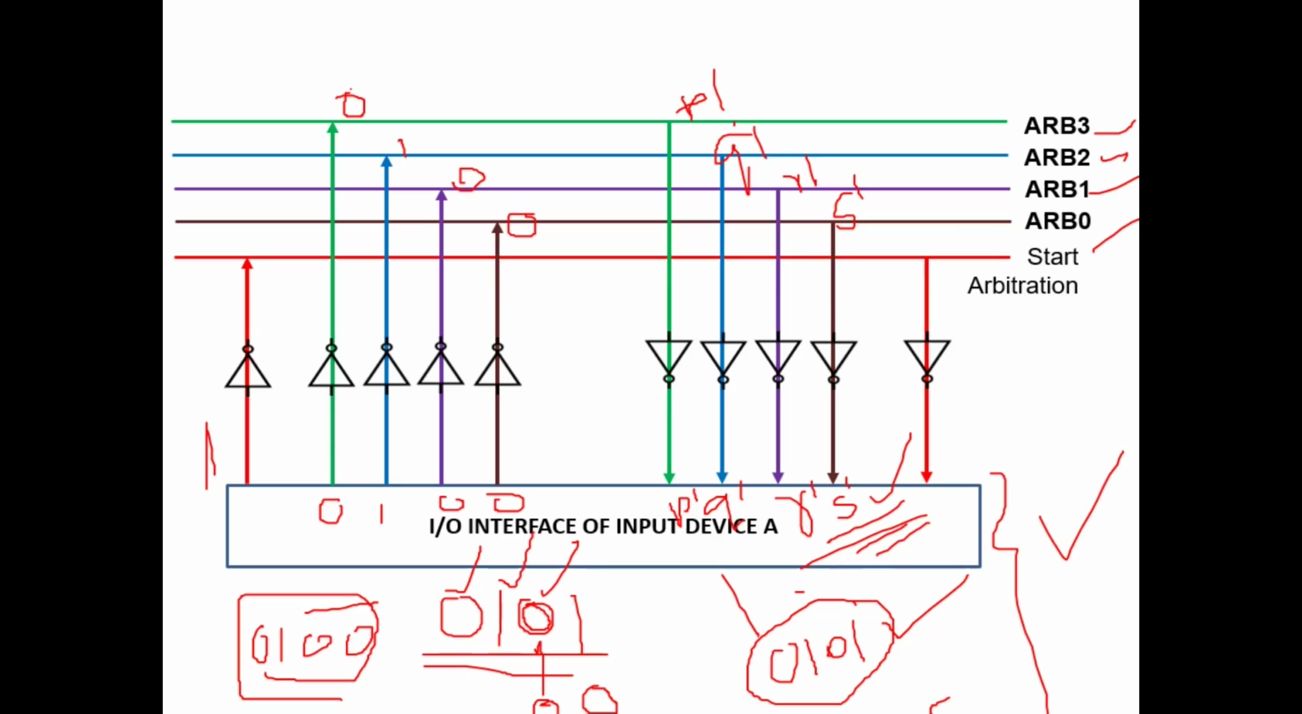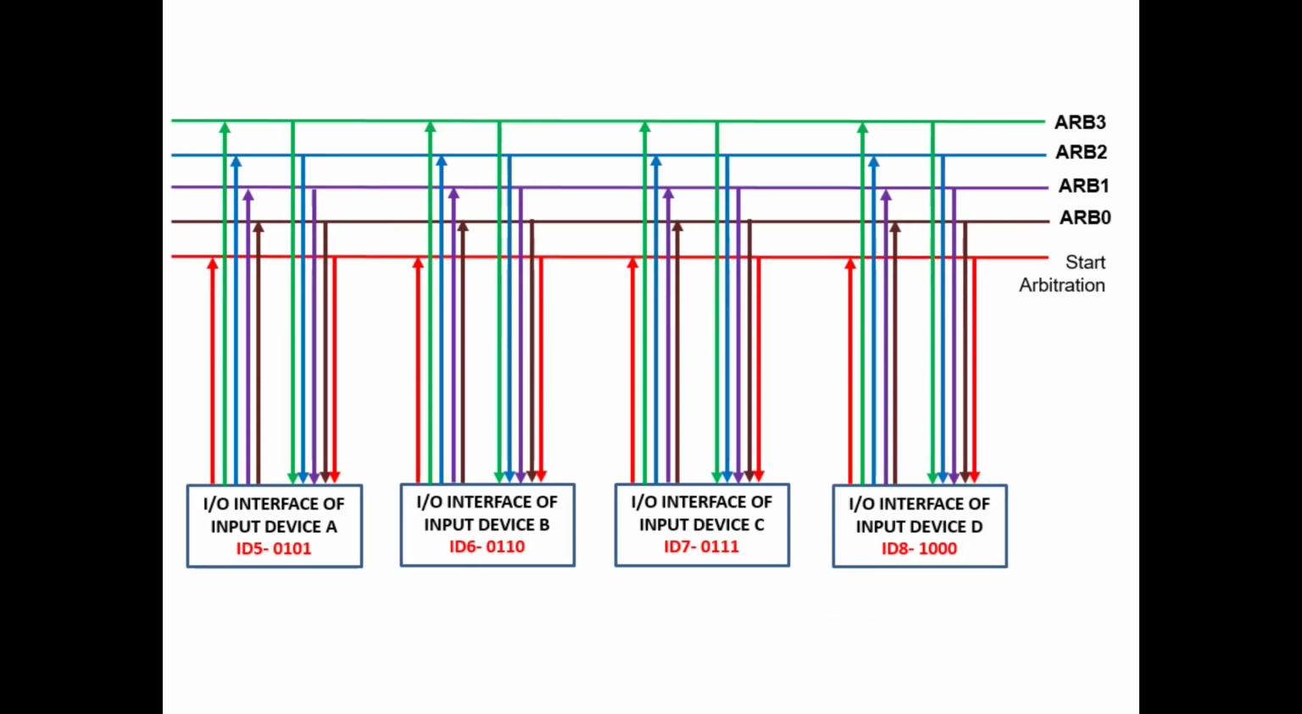But for explanation purposes, let me show one more diagram so that the entire distributed arbitration process will be very clear. You can see the same lines, but I have considered more than one device here. That's why we have shown all the lines: arbitration 3, arbitration 2, arbitration 1, and arbitration 0 lines, these 4 lines. Then we have the start arbitration signal as usual. The purpose is the same here.